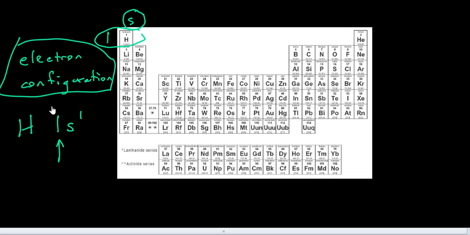The 1 here identifies us as energy level 1. The S is the sublevel that we're in. The superscript is the total number of electrons that are in the 1s sublevel.